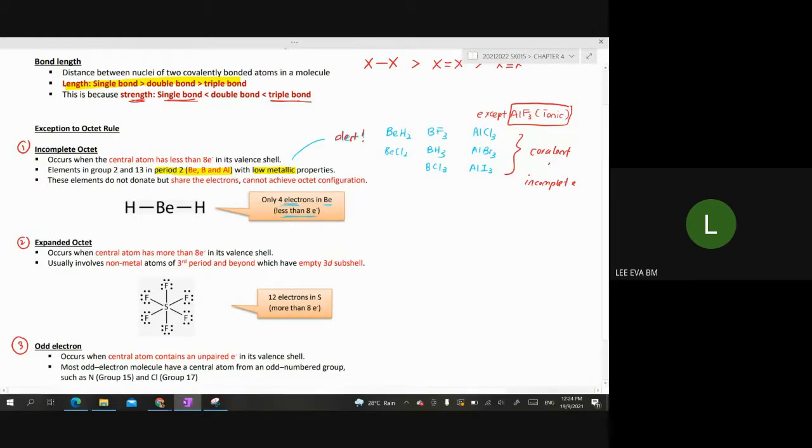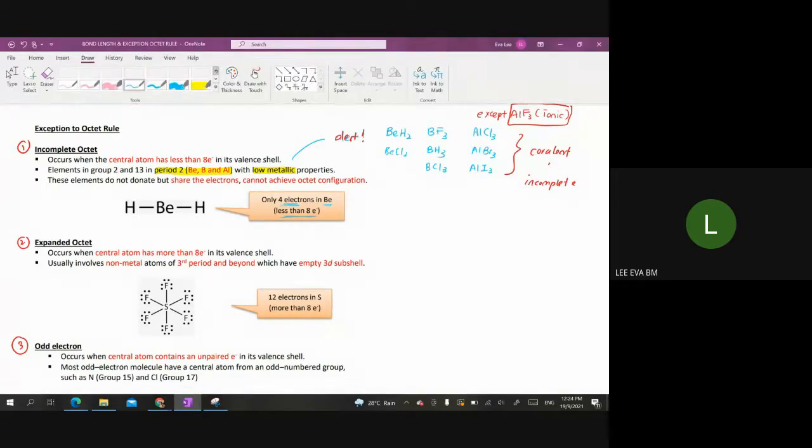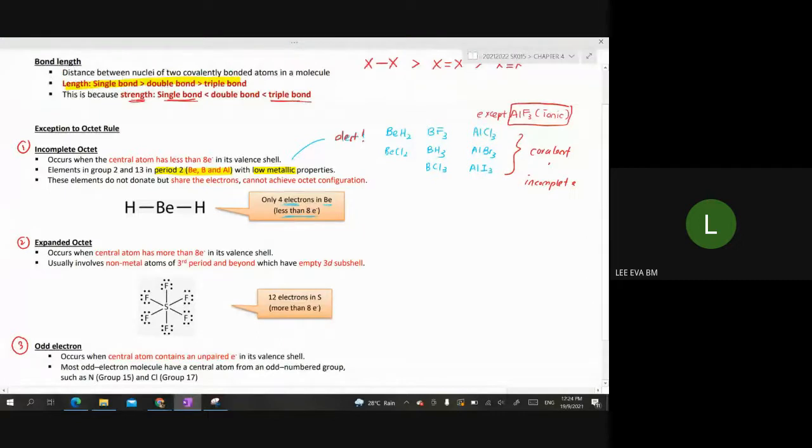So any question for the incomplete octet? Yes, class? None, right?